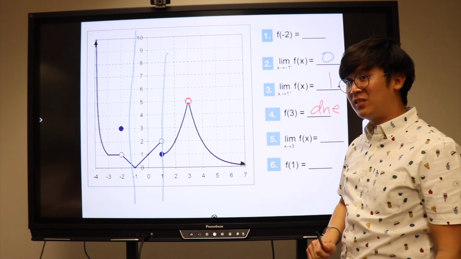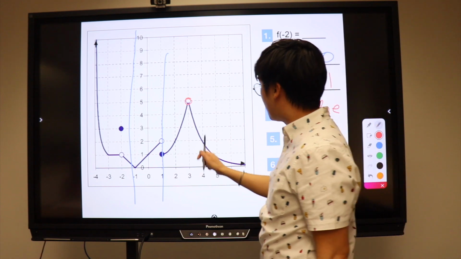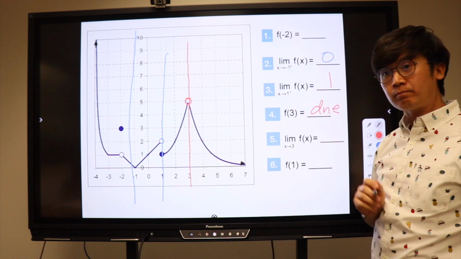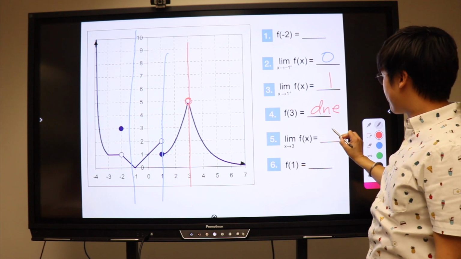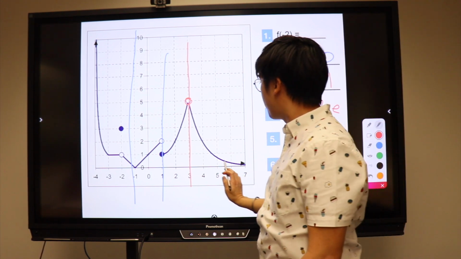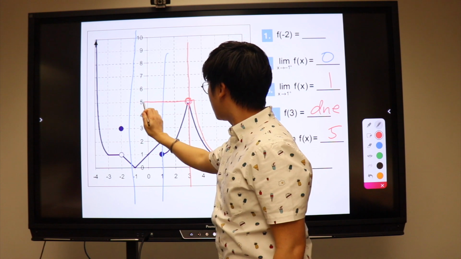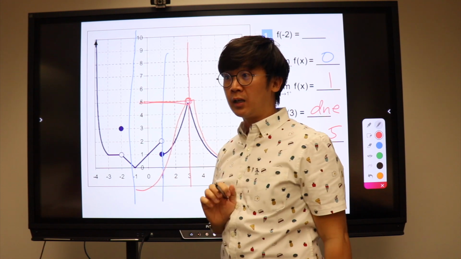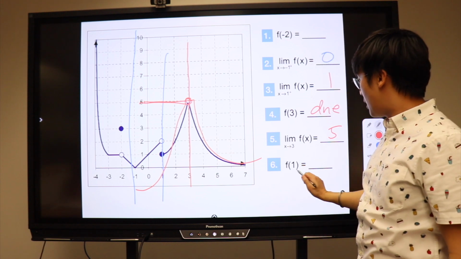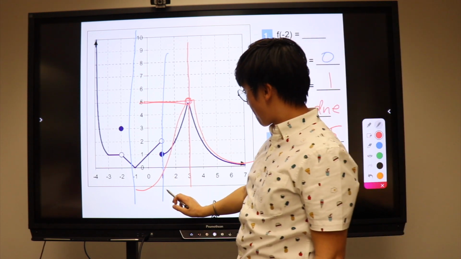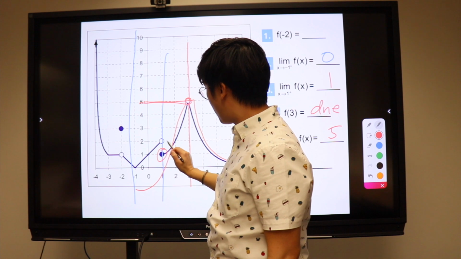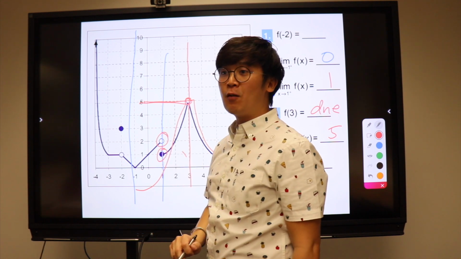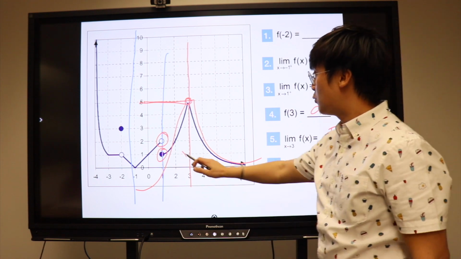Just like this, number 5. Limit of f of x as x approaches 3. So this time, is it also DNE? No. What is it? 5. Now it's 5 because coming from here, it's approaching this value of y, and coming from here, it's also approaching the same value of y. And what about f of 1? Is it this point or that point? It's 1, the point right here, because this one is a hole.